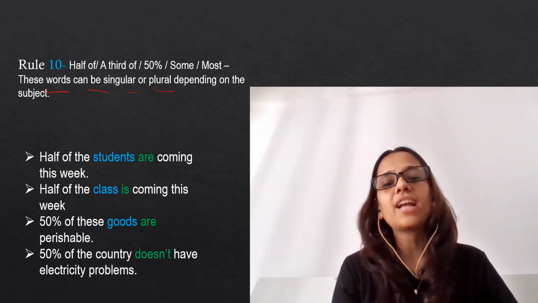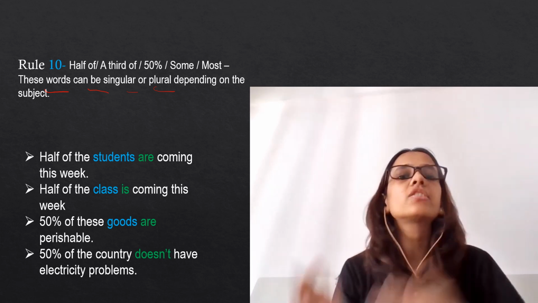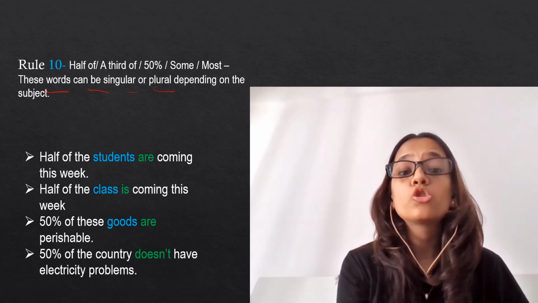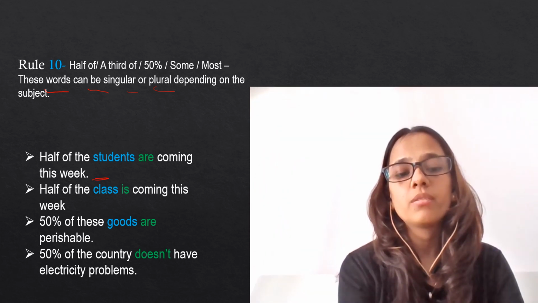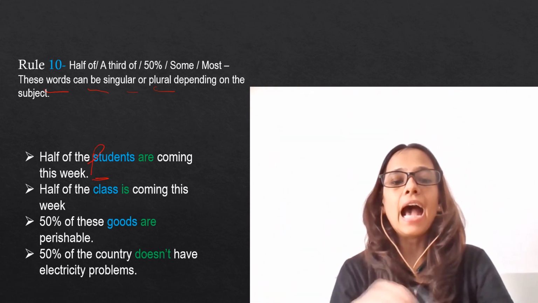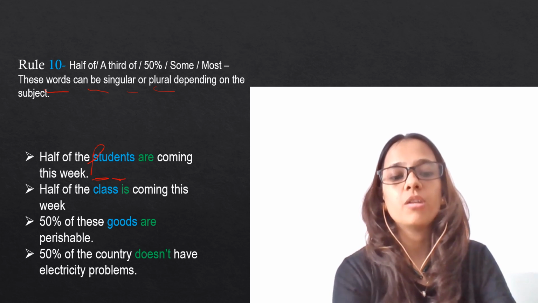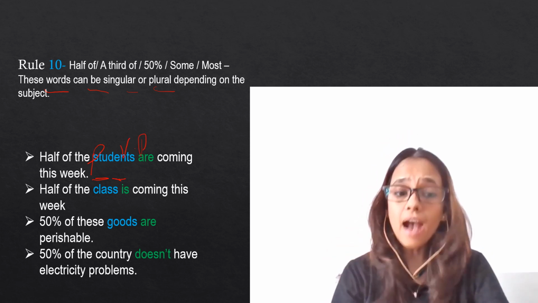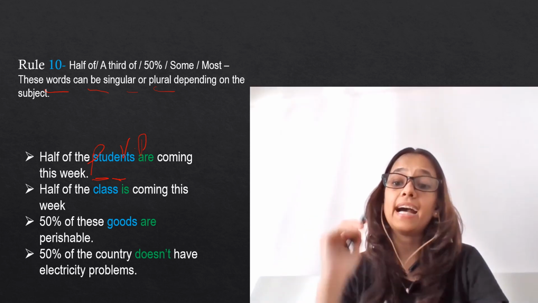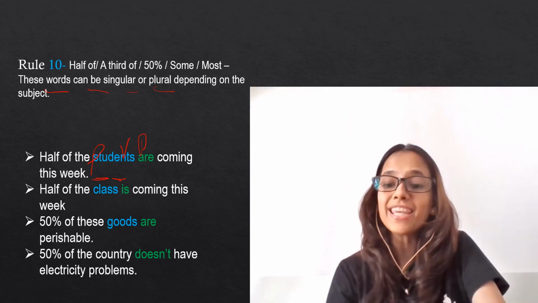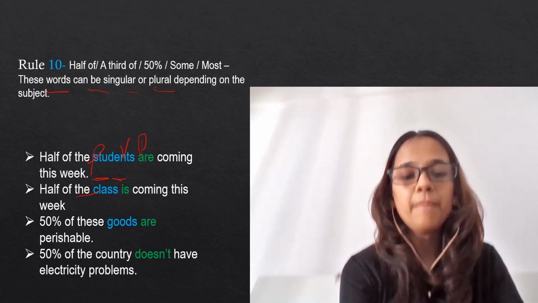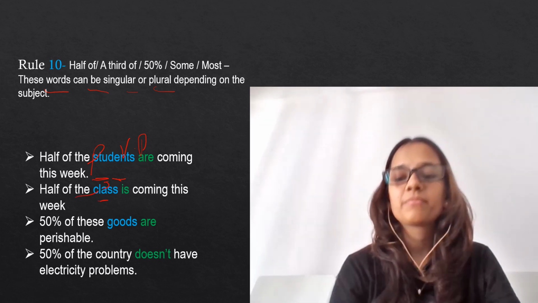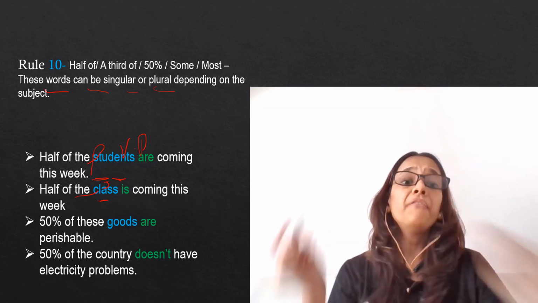So according to the hack, let's check our example as well. Half of the students. Now students is what? Plural. Are coming this week. So verb is also what? Plural. Coming this week. Half of the class. Now class is what? Singular, collective, if you remember. So verb is also what? Singular, is coming this week.